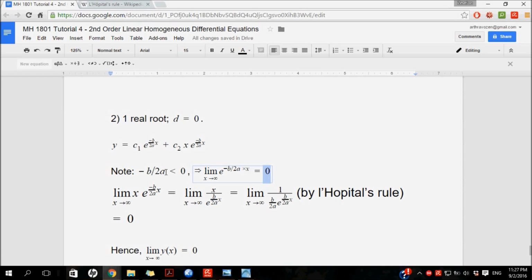For the second term, we first re-express it as x divided by e to the power of b over 2a times x. Then notice that the numerator tends to infinity as x tends to infinity, and the denominator also tends to infinity as x tends to infinity. What sort of rule should we apply in this case? It's written here, L'Hopital's rule.